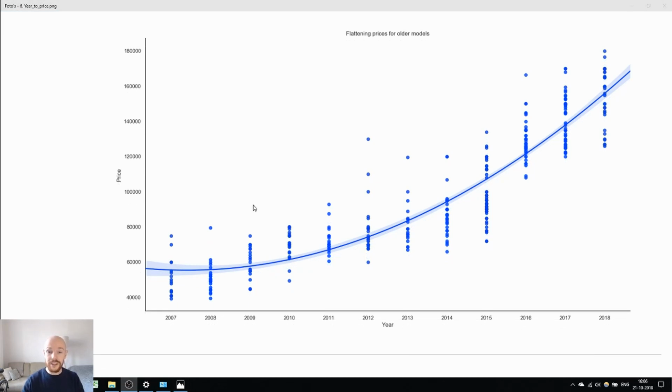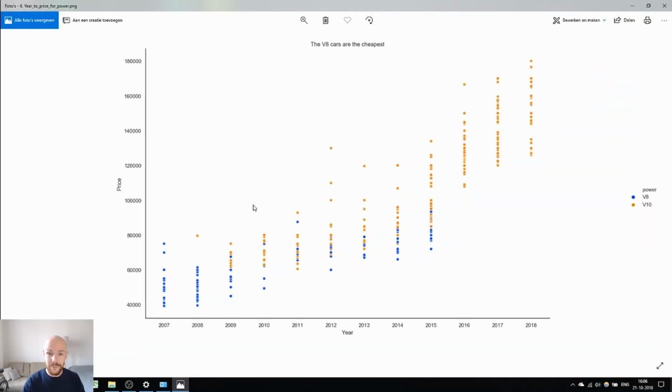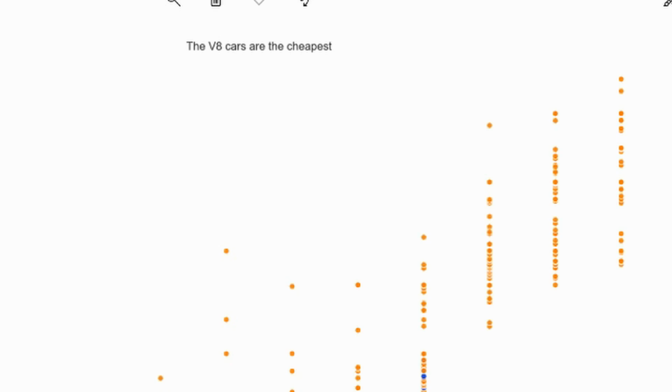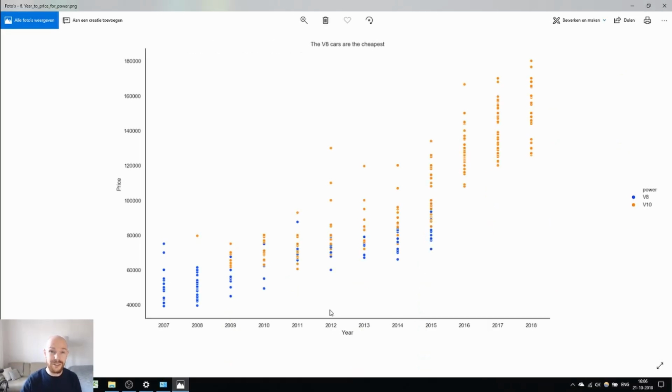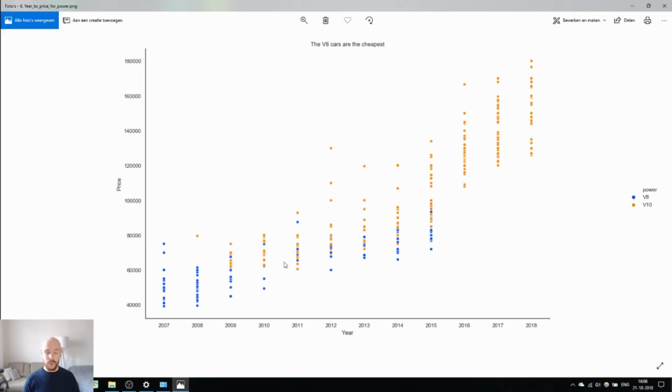I actually also figured in the power of the different cars, meaning are they V8 or V10s? Let's have a look at that. This is basically the same graph, but now the V10s are made orange and the V8s are made blue. It is of course of no surprise to you that the newer cars from 2016 are only V10s. Besides that, it's also not so surprising to find out that the older cars from 2008 and 2007 are all V8s.